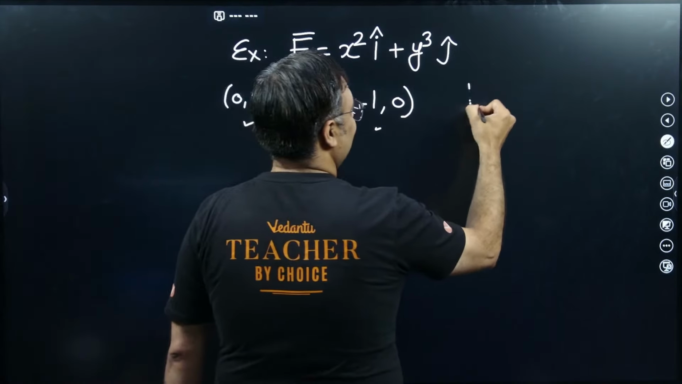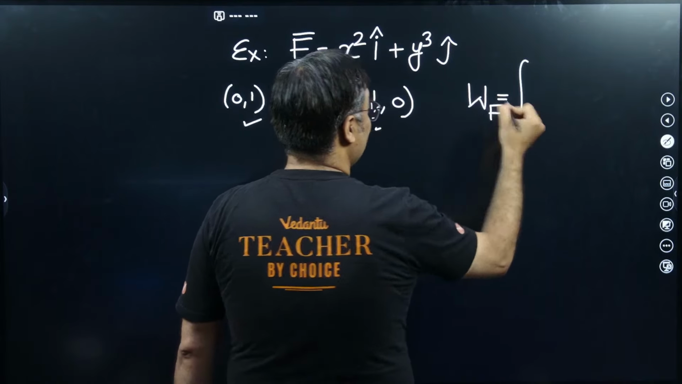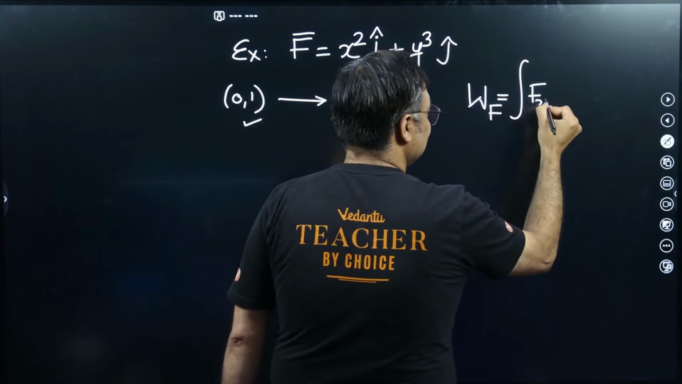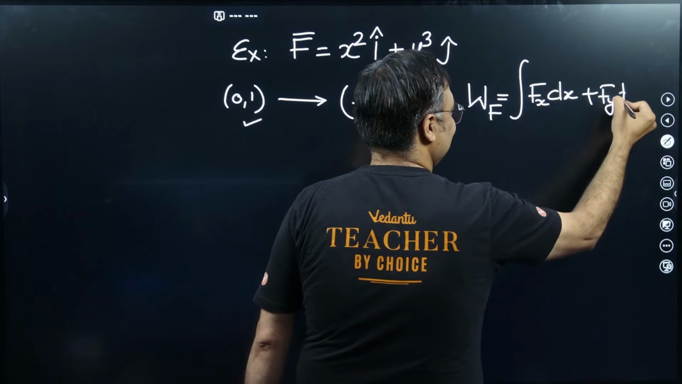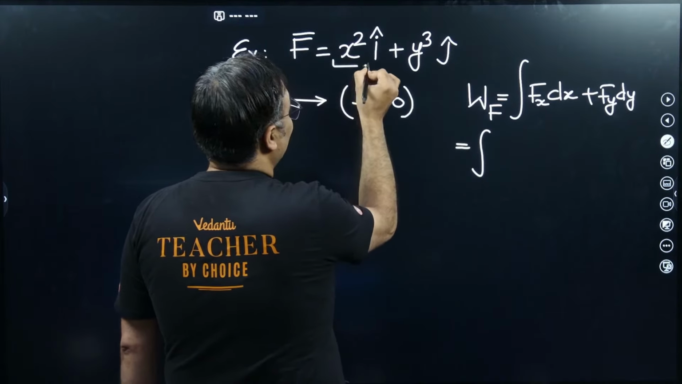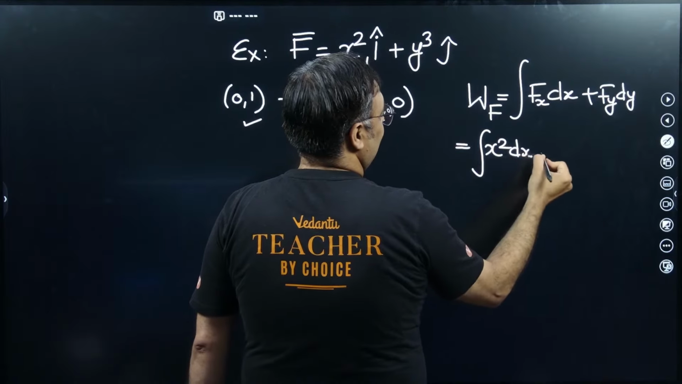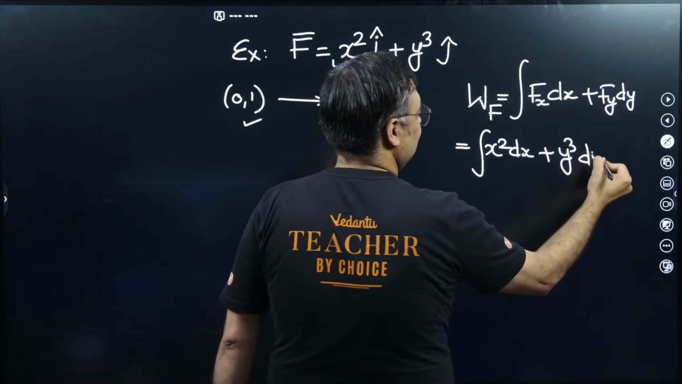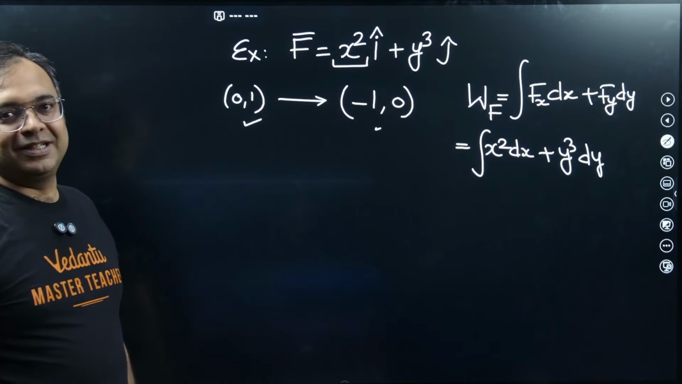So I am writing work done by F is equal to, now first of all be very clear, by definition Fx dx plus Fy dy. Now this is equal to integration. What is the x component of this force? X square. And what is the y component? Y cube. You see, x square dx plus y cube dy.